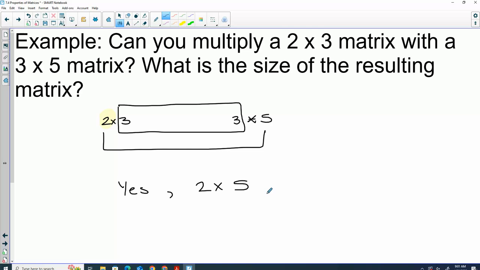Now, with matrix multiplication, order does matter. Could I take a 3 by 5 matrix and multiply it with a 2 by 3? No, if I flip the order, we can't do that. So, unlike normal multiplication that's commutative, this one is not. Order does matter when we're looking at that.